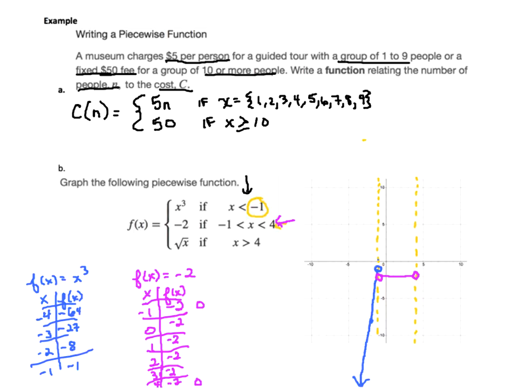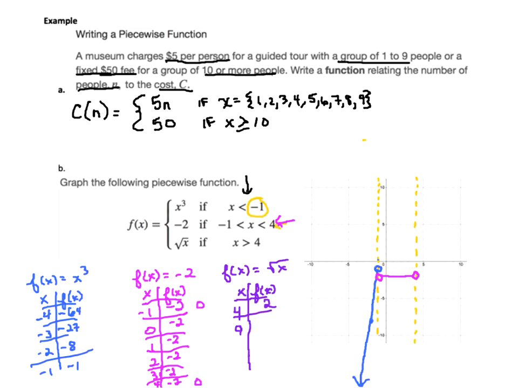And then my third piece is f of x equals the square root of x. And I start at 4. But I'm not going to include it. It's going to be an open circle at 4. And we'll do 4 and 9. Those are the two that are on our graph, and they're perfect squares.